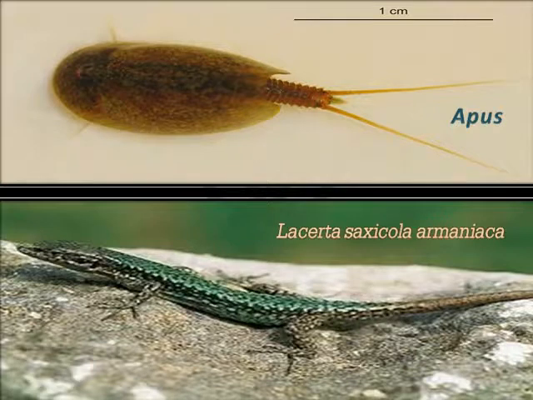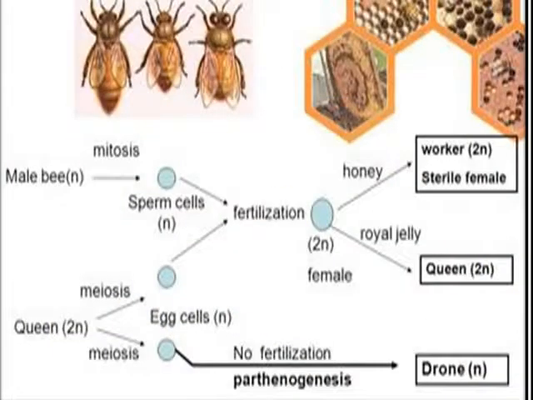These are two types of organisms in which parthenogenesis takes place. The above one is Apus, which is an invertebrate, and the next one is an American lizard, which is a vertebrate. Now here in this diagram you can see how reproduction takes place in the bee. It is wonderful to know that we have three types of bees. That is workers, which have 2n chromosomes but are sterile, that is, they cannot reproduce. The second one is the queen, which is diploid, and the third one is the drone, which has n number of chromosomes.